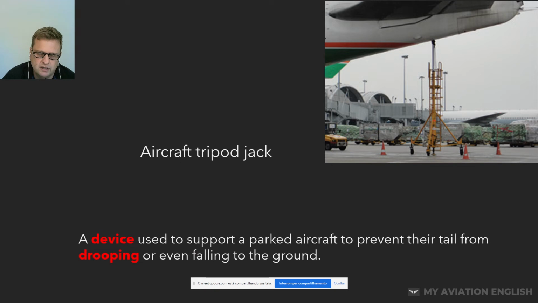Tripod. Repeat, tripod. Tripod. And now repeat the phrase. A device used to support a parked aircraft to prevent its tail from drooping or even falling to the ground. Perfect.